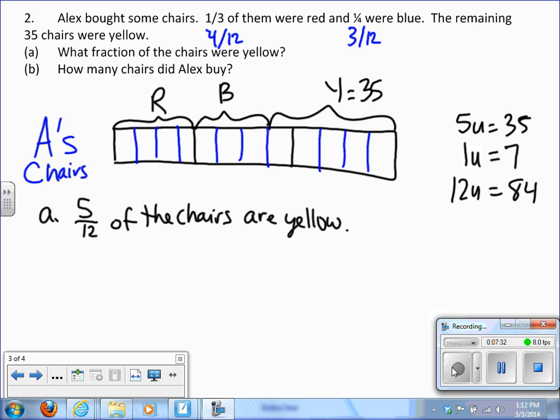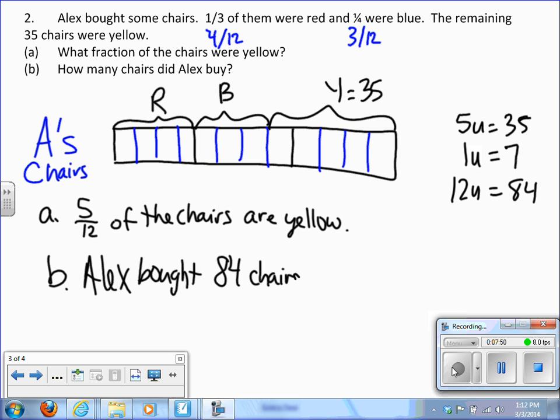So, letter B, Michael Mitchell, tell me the sentence. Alex bought 84 chairs. Perfect. But that sentence is so short. It's a complete sentence. It's good. I like it. It's efficient. Alex bought 84 chairs. Better than he bought 84 chairs. Christopher?